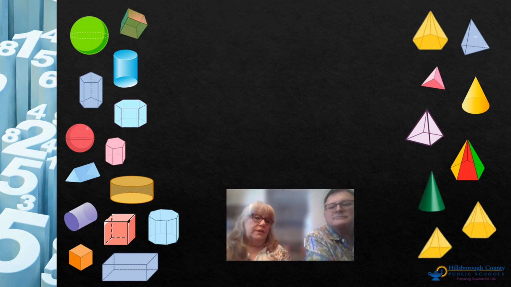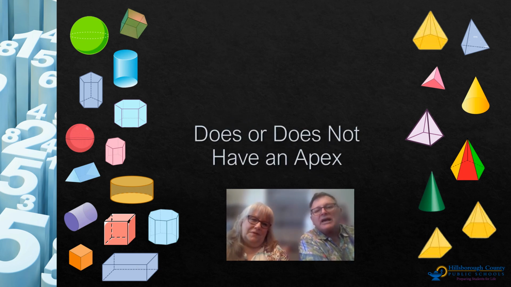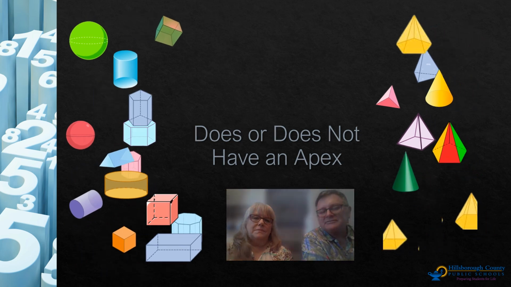This has been sorted into just 2 groups. Well, right away, I think this was a little bit easier sort. I see all those cones and pyramids together, and they all have an apex, and none of those prisms to the left have an apex. So on the left, we do not have an apex, and on the right, we do have an apex.